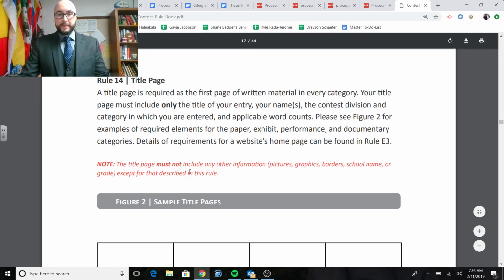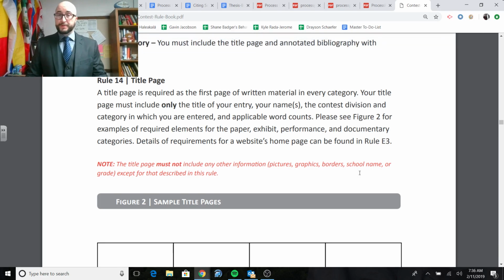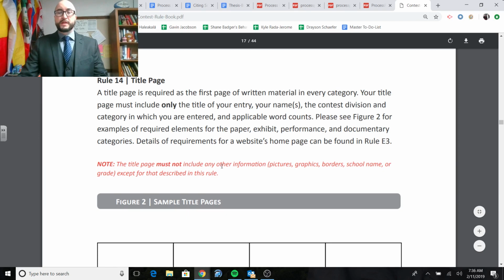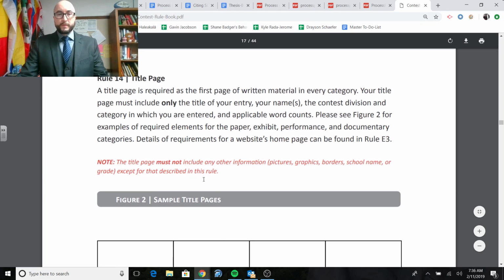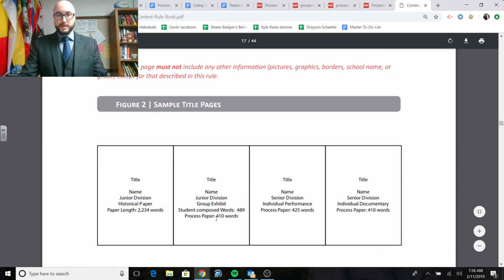Here's a little note. The title page must not include any other information. You may have no pictures, no graphics, no borders. You cannot put your school name, so you could not put the actual school you're from or the school district. Do not mention where you're from, or grade. So do not mention that you're an 8th grader or 11th grader. It doesn't matter what grade you're in. Do not mention that you are in anything. You only may put down the stuff that you see right here.